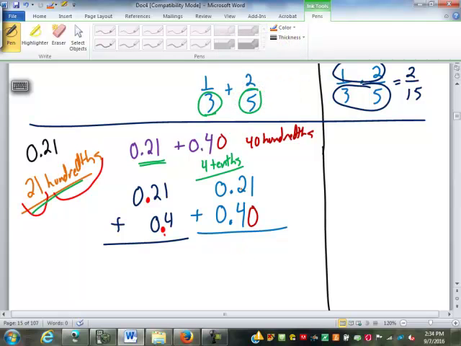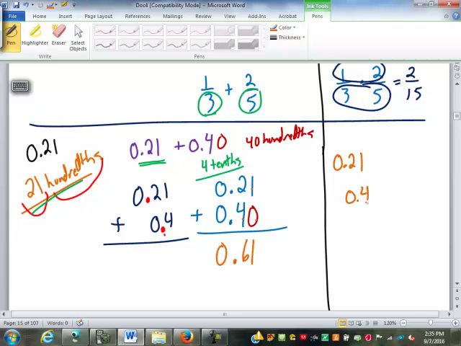So now we go ahead and add 21 and 40 is 61. What do we do with the decimal point? We just bring it straight down. Again, when we add numbers, we keep the same name. 21 hundredths plus 40 hundredths has to be 61 hundredths. Moving the decimal point down is nothing more than keeping the same name.